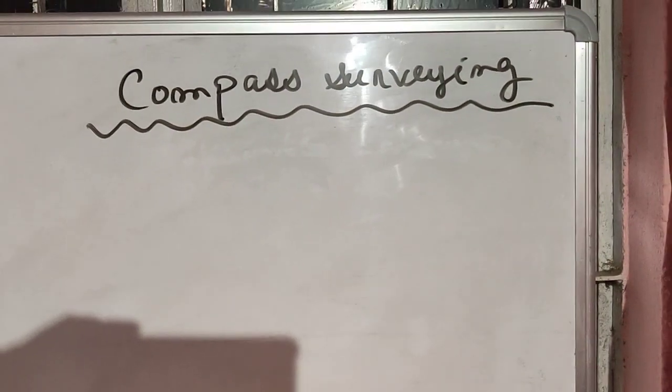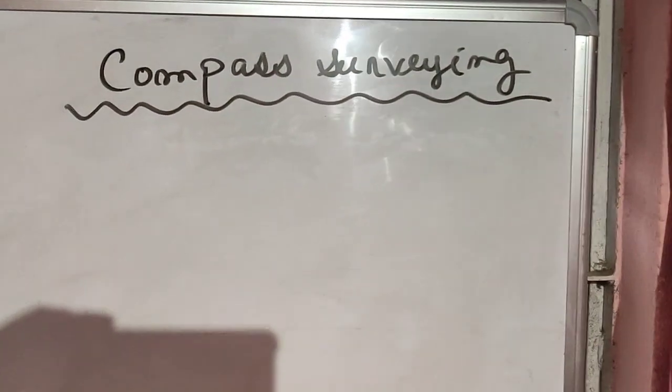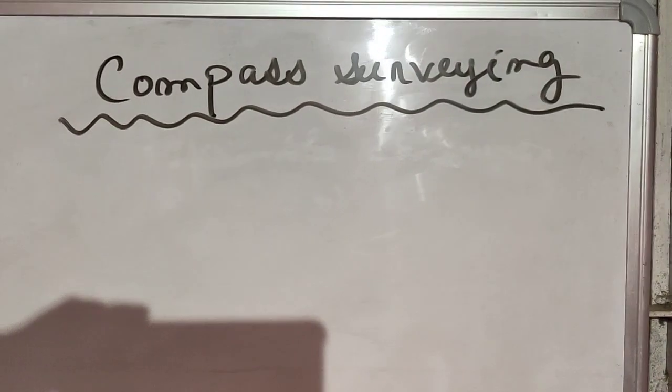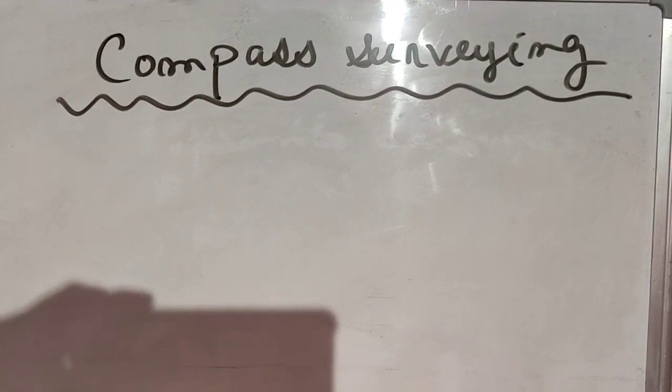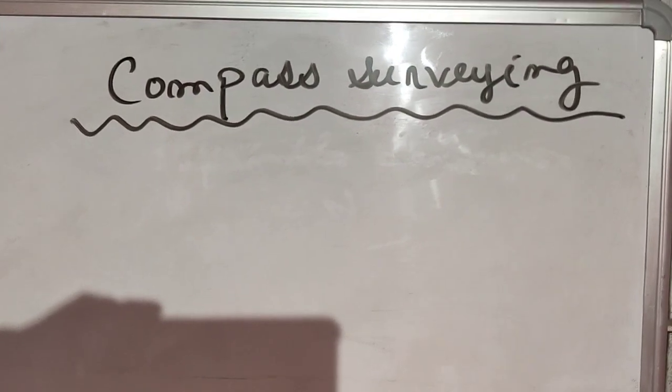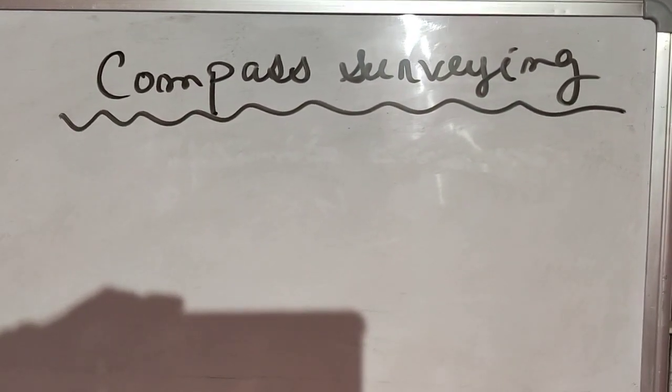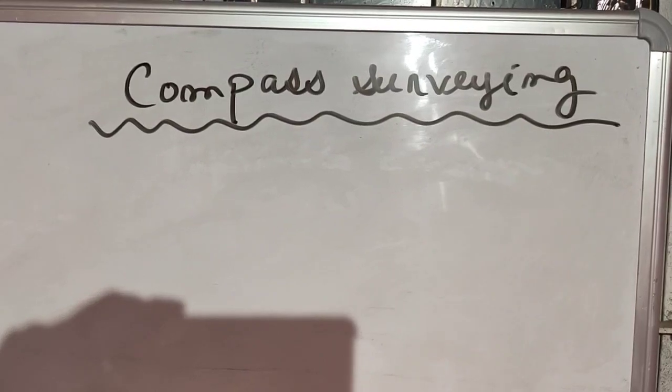So next we will be starting compass surveying, which is again a very important topic. So compass surveying is one where a compass is used to measure the direction of any line or any object. That is basically compass surveying.